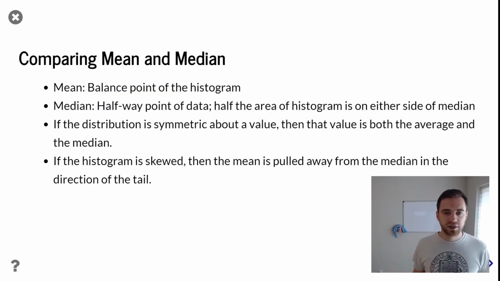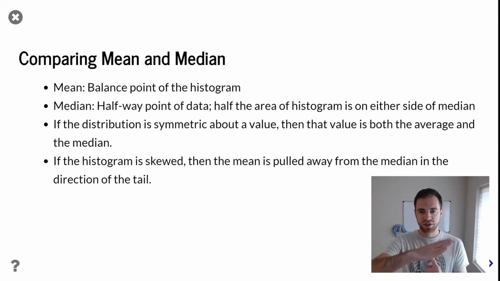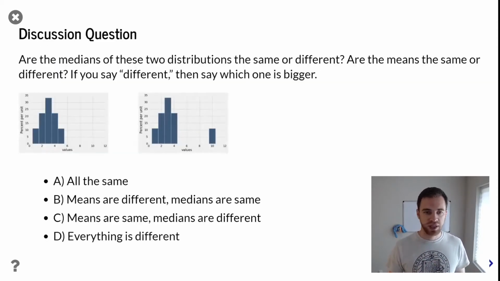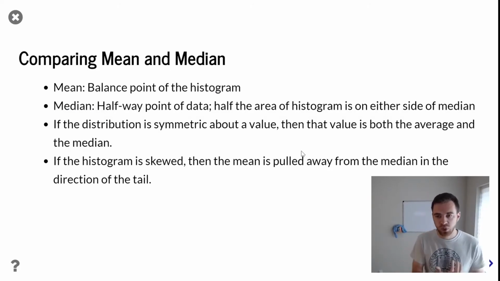All right, so comparing the mean and the median. Like I said before, the physics way of viewing the mean is that it's the balance point of the histogram. The median is the halfway point of the histogram: half of the area is to the left of the median, half is to the right. If the distribution is symmetric about a value, then the mean and the median are the same. But if the distribution is skewed in one direction, for instance to the right here, then the mean and the median are different. The mean is pulled away from the median in the direction of the tail.